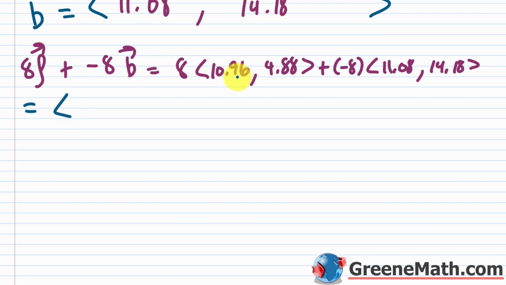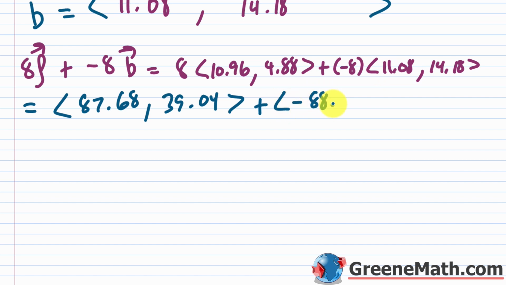8 times 10.96, that's going to give me 87.68. And then 8 times 4.88, that's going to be 39.04. Let's put plus here. Negative 8 times 11.08, that's going to be negative 88.64. And then negative 8 times 14.18, that's going to be negative 113.44. Okay, so pretty easy at this point.